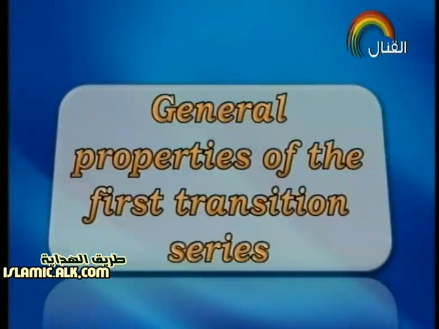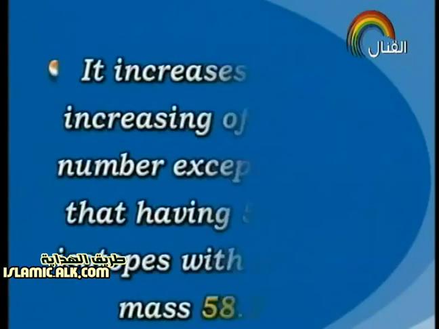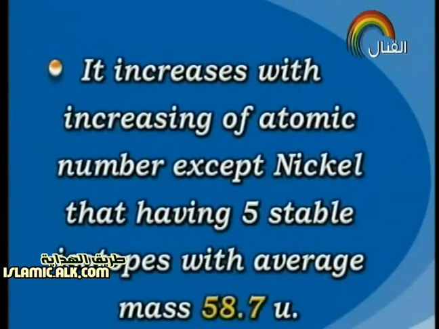Now, my dear students, we are going to discuss the general properties of the various transition series. The first property is the atomic mass. It increases with increasing atomic number, except nickel that has 5 stable isotopes with average mass 58.7 atomic mass unit.